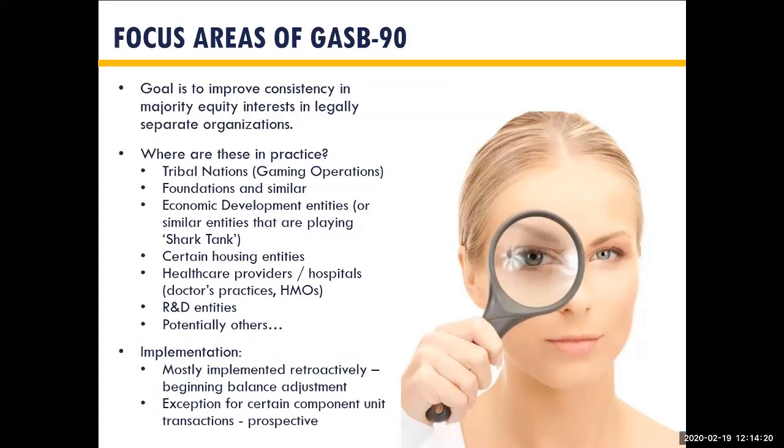So what are the other focus areas of GASB 90? Hopefully this will bring some clarity for the entities we talked about a few minutes ago, but there could be others involved. As I mentioned here, economic development is a big deal for many governments who are enticing companies to locate in their areas by holding a majority equity interest. Public housing is also a pretty big deal. Healthcare providers, hospitals, doctors' practices, HMOs, foundations of colleges and universities. There are a lot of entities that may be subject to GASB 90.